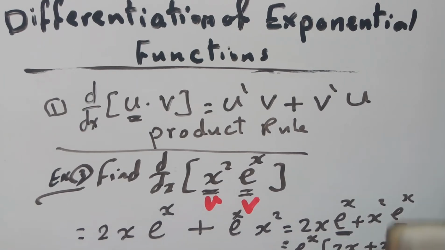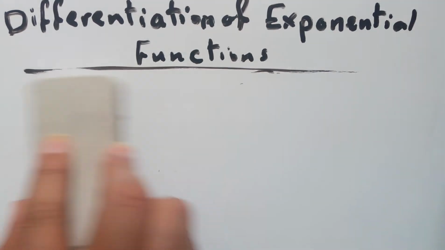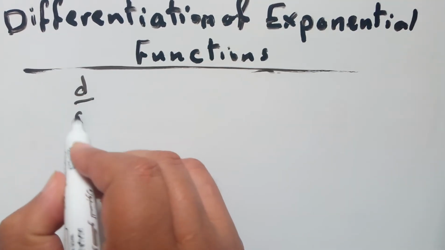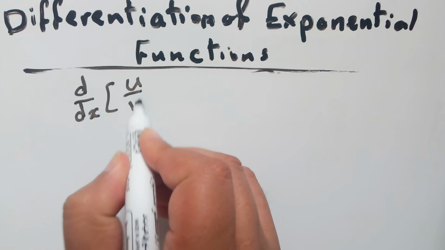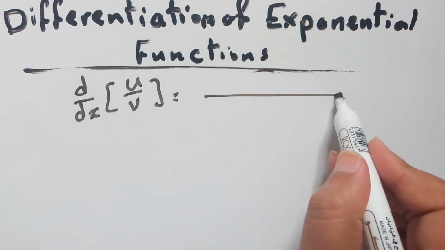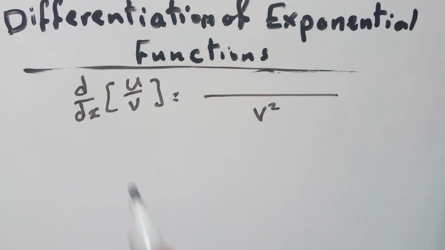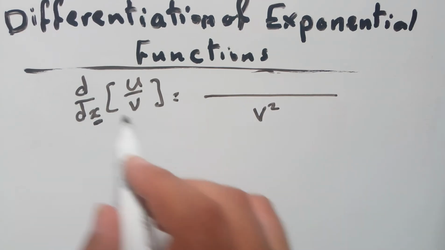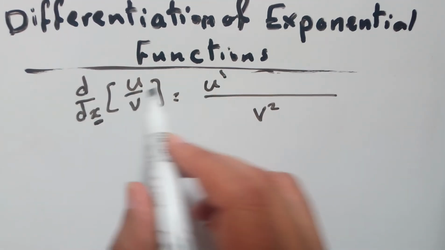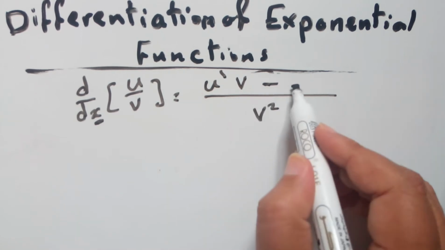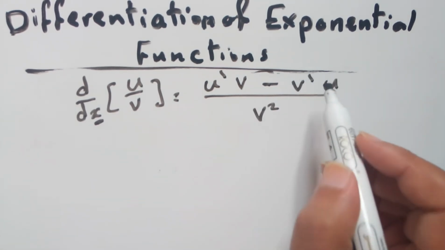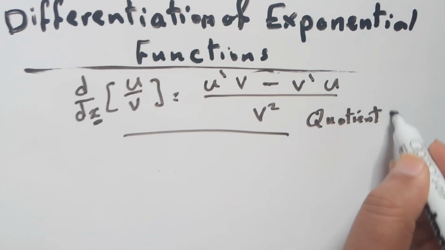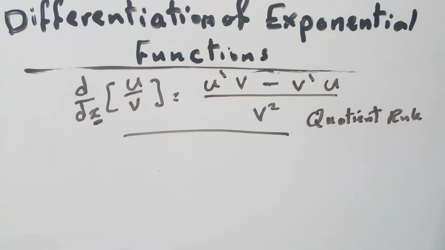Another example, if you would like to use the quotient rule, you know that d dx for u divided by v, it will be over what? It will be over v squared. U and v are two functions of x here. Then you will square the denominator here and take the derivative for u multiplied by v, then subtract the derivative for v multiplied by u itself. This is what? This is a quotient rule, the derivative quotient rule.